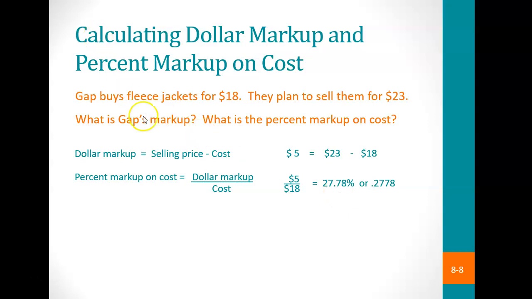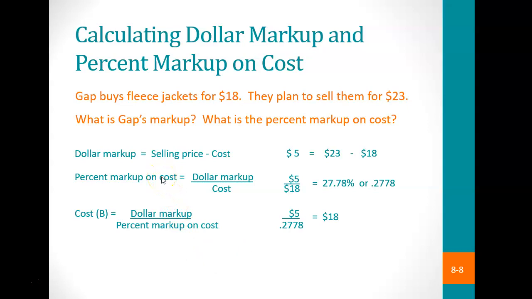It means that the selling price of this fleece jacket was marked up roughly 28% of the cost. Because again, $5 is 28% of $18, and the actual sales price is $5 higher than the actual cost. Or if you want to look at it from the dollar markup being $5, divide that by the percent of markup, the 27.78%, that can also give you the cost.